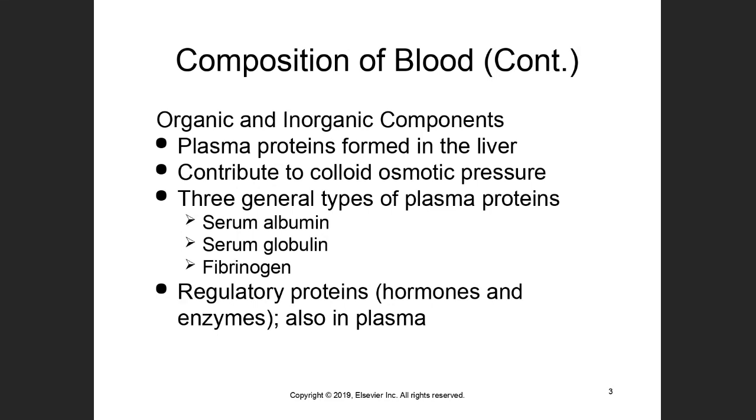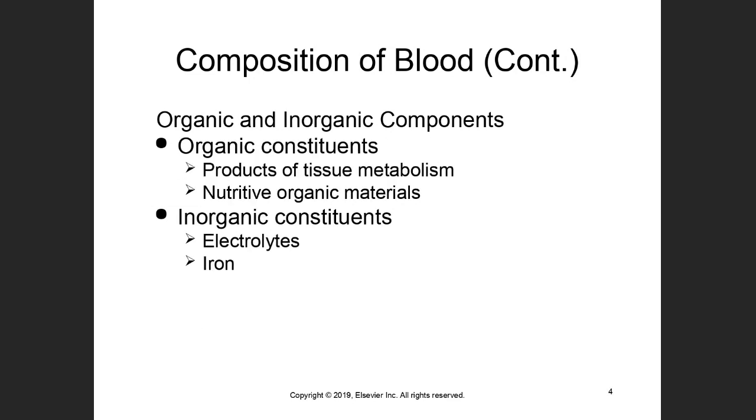Organic and inorganic composition. Plasma proteins formed in the liver contribute to colloid osmotic pressure. Remember that colloid osmotic pressure is the one that keeps everything inside the blood vessel. Okay. The general types of plasma proteins are the albumin, the globulin, and the fibrinogens. Okay. Regulatory proteins, hormones, and enzymes are also in plasma.